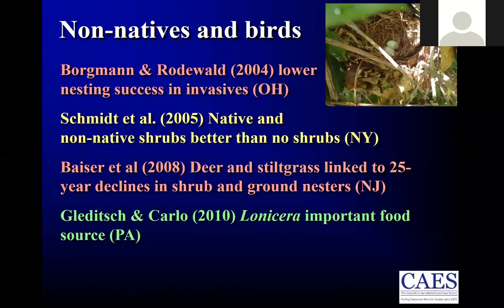But if you have too many deer, that can have an impact on other things besides forest regeneration. There's a number of studies. This is on invasives, why I want to control invasives. When you have a lot of non-natives out there, they actually have a negative impact on bird species. There have been studies in Ohio and New Jersey showing that invasive species lead to declines in the number of birds and the nesting success. There was one study in Pennsylvania that showed that Lonicera, honeysuckle, was an important food source for birds. But you have to balance that off against the fact that you're going to have lower regeneration success.